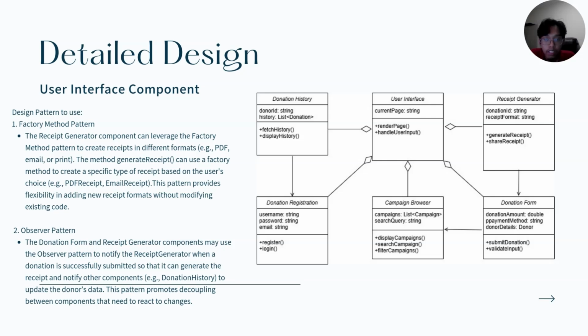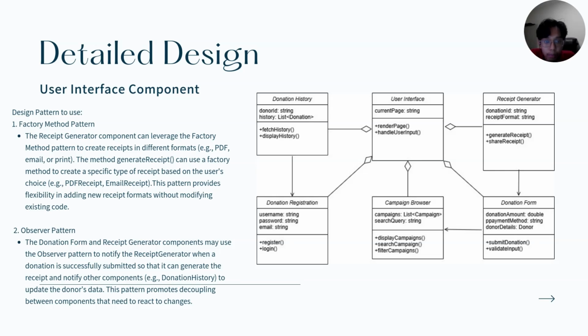As you can see, there are different relationships between the classes. The donation history and the donation registration have a dependency relationship, same as donation form and campaign browser, and also receipt generator and donation form. There are several different attributes for each class. For example, for the donation history class, we have the list of donations attribute, and also we have the fetch history method and the display history method.